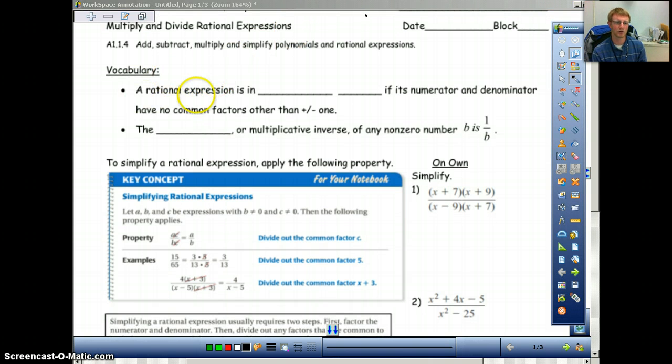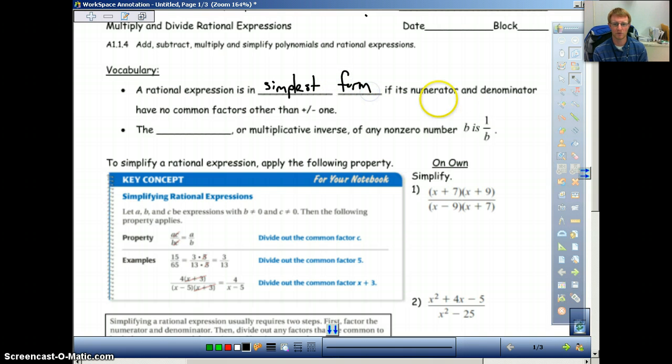What we're dealing with here is rational expressions. So when we were graphing in sections 2 and 3, we had a function on top and a function on the bottom, essentially. And that's what we're dealing with again here. But now we're going to have functions that actually start to cancel out. So we're going to say that a rational expression is in simplest form if its numerator and denominator have no more common factors other than plus or minus 1.